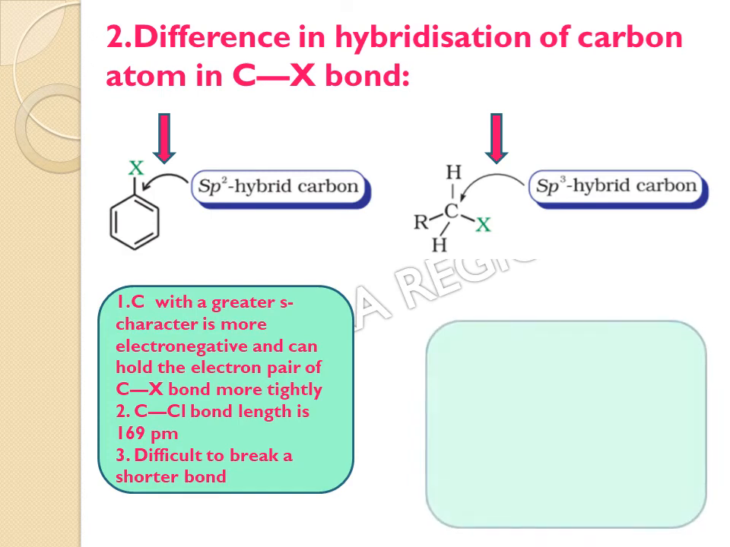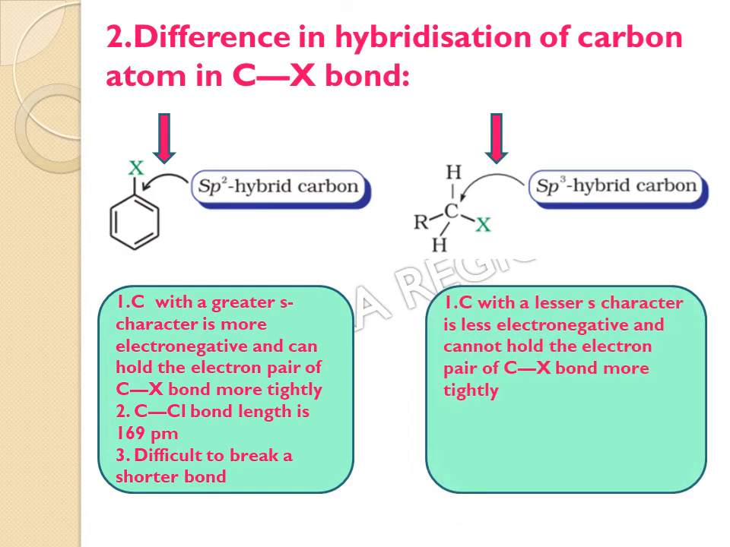there is difficulty to break a bond which is shorter. In case of haloalkane, carbon with lesser s character is less electronegative and cannot hold the electron pair of the C-X bond more tightly. As a result, the C-Cl bond length is 177 picometer, which is more than that of the C-Cl bond of haloarene and is longer. Hence, it is easy to break a longer bond in comparison to a shorter bond. So, haloalkanes become more reactive towards nucleophilic substitution in comparison to haloarene.